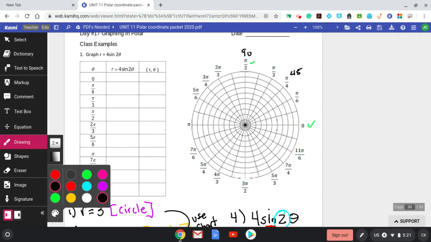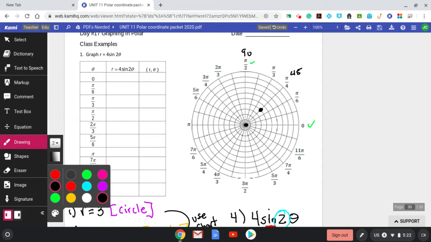So I'm going to go 4 units away. 1, 2, 3, 4. So that's where 1 petal is going to be. And it always comes from the origin. Every petal starts from the origin.